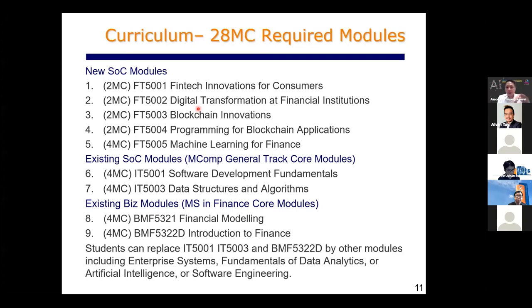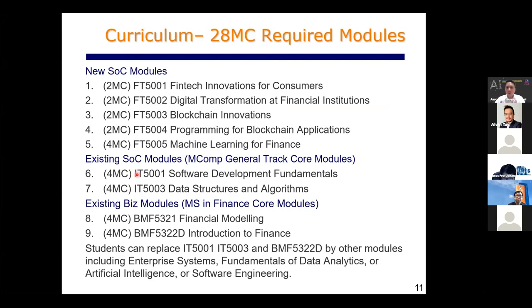The fourth class is a programming class. You will learn how to do blockchain programming. The fifth class is machine learning in finance. At the School of Computing, we have various AI and machine learning classes. This one is customized, tailored for the finance students. We will focus more on the machine learning or data mining algorithms more relevant to financial applications. That's all.